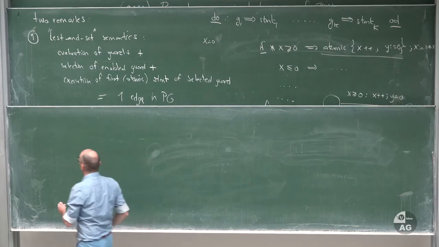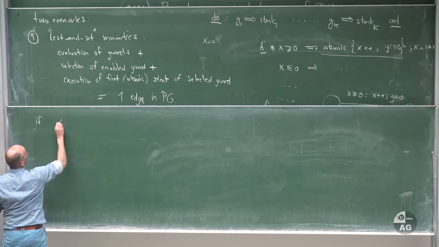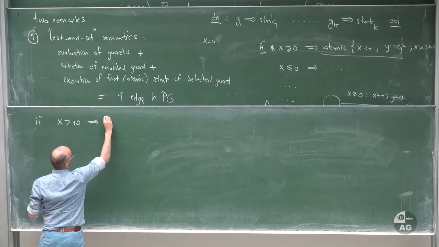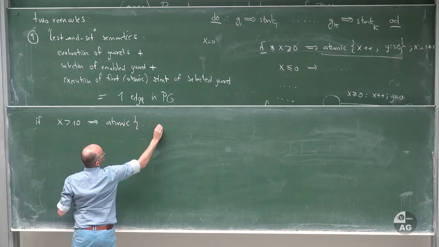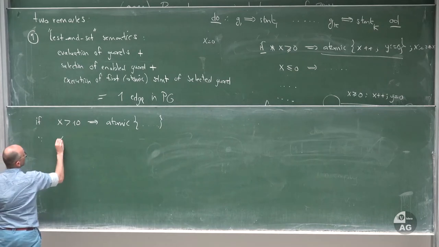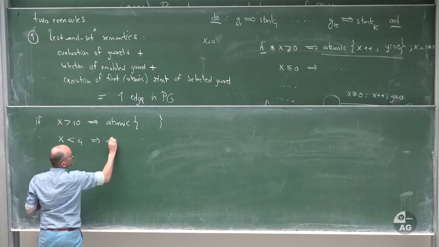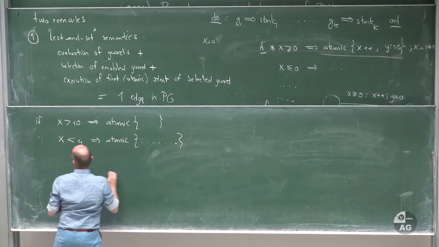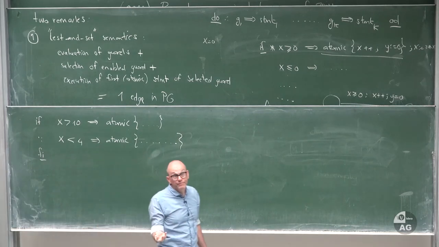Suppose you have something like this, an if, and then you say, okay, if x is larger than 10, then I do whatever, atomic something. Or if x is less than 4, then I do this. Okay, these guards are not exclusive.